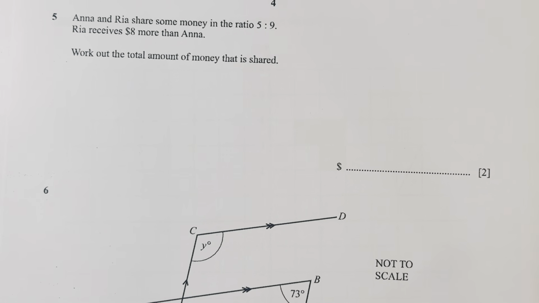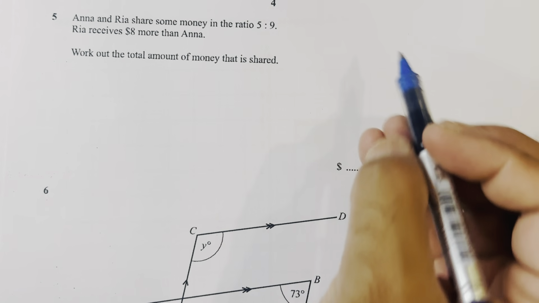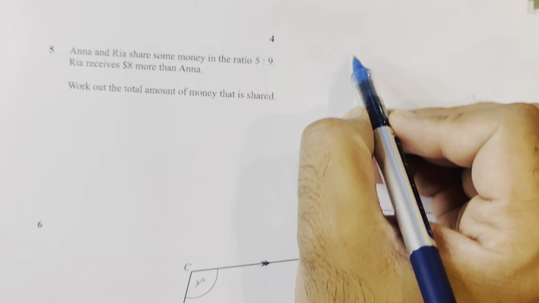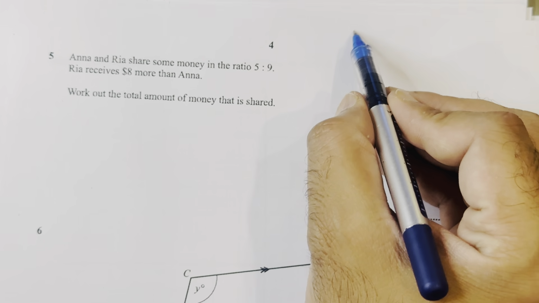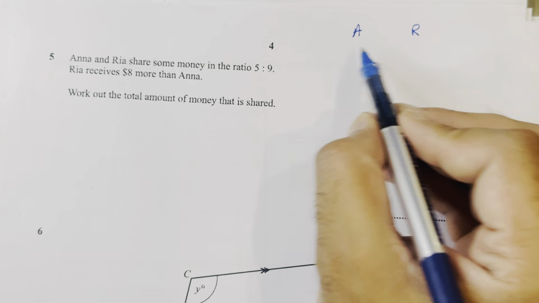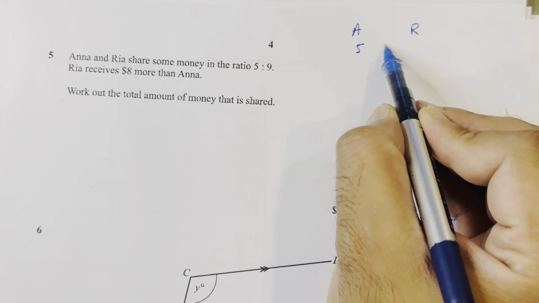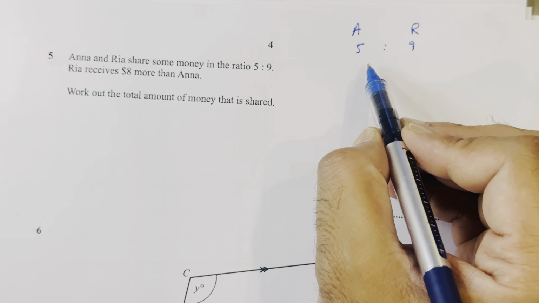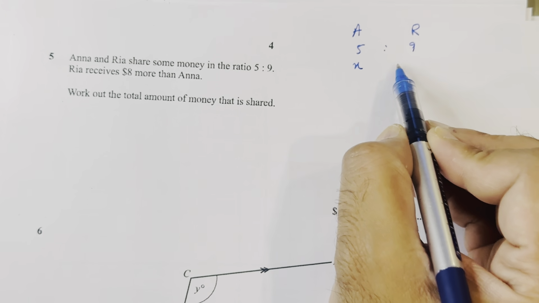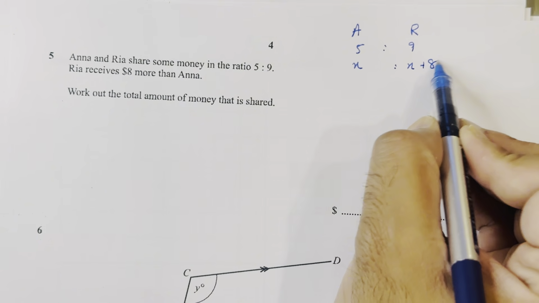Question number 5. Anna and Ria share some money in the ratio 5:9. Ria received 8 more than Anna. Work out the total amount of money that is shared by them. So simply we note that Anna and Ria share in the ratio 5:9. If Anna is receiving x, then Ria is receiving x plus 8.